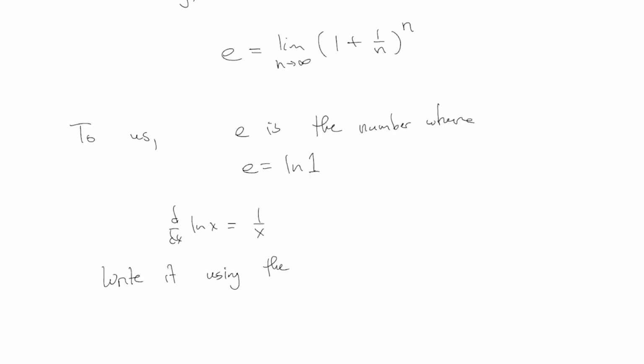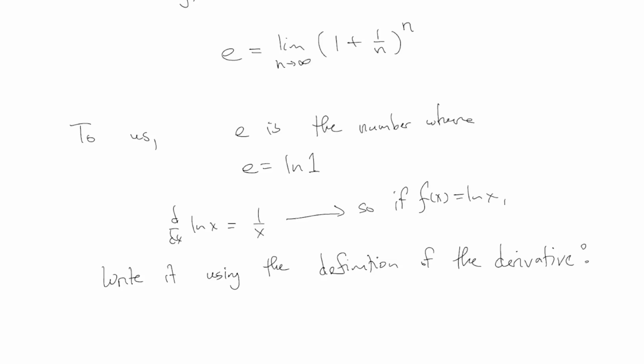So write this using the definition of the derivative. Sorry, I meant to say, if f of x is ln x, then f prime of 1, this is going to be important. What is f prime of 1? Well, f prime of x is 1 over x, and if I plug in 1, I get 1, all right? F prime of 1 is 1.